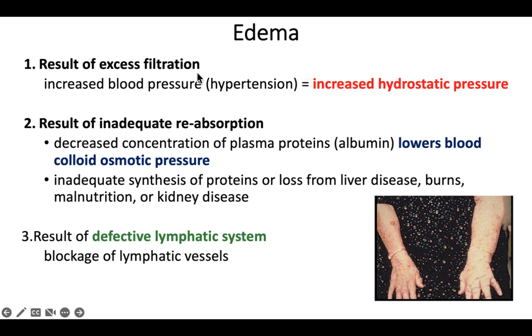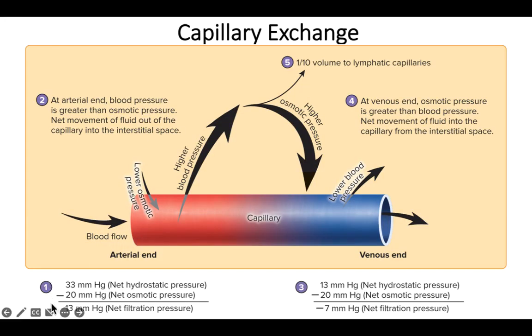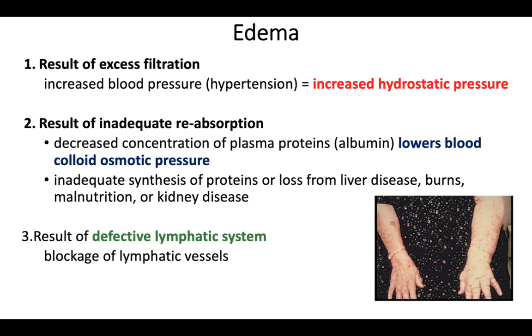This can be due to hypertension. So people with hypertension are more prone to developing edema because they have a higher hydrostatic pressure. So if I just click back real quick, if this number was even higher, right, because someone has hypertension, then this number is going to be even higher than this number. So you're going to get even more filtration and you just can't reabsorb enough. So you develop edema.